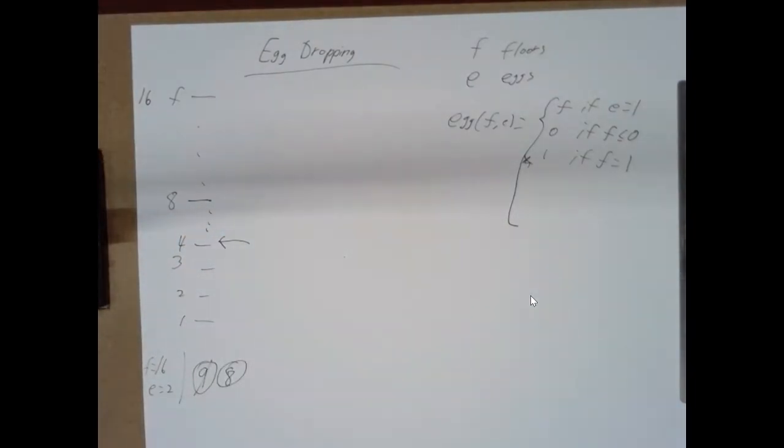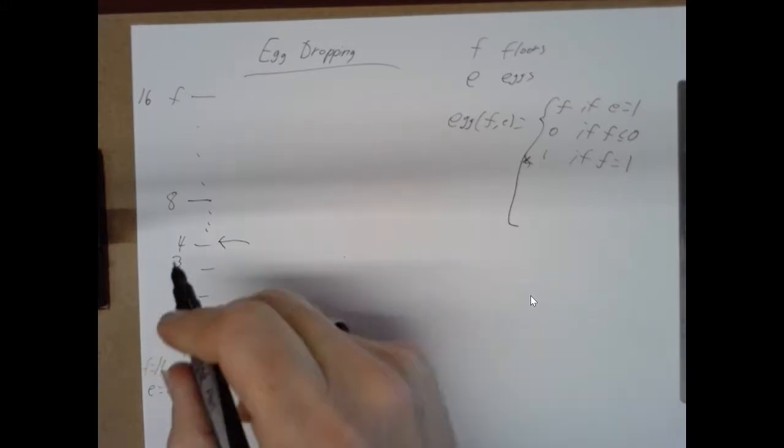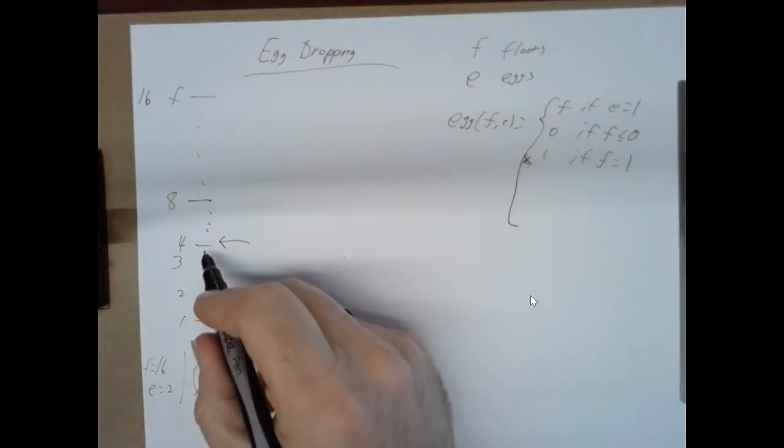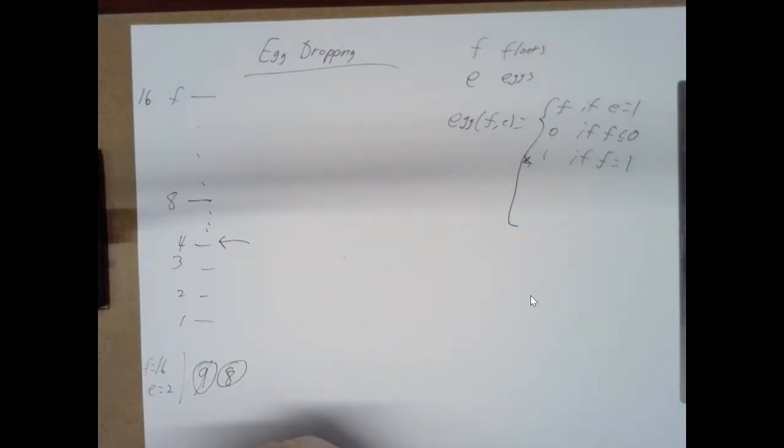So start at 4. So that would do a better average case. But I think wouldn't that be a worst case? So what's the worst case here? If it breaks at 4, we're down to 1 egg, and we have to do 1, 2, 3 experiments. Yeah, it's the same as with 8. If it breaks at 16, then you just do... but if it breaks at 8, now you have to go all the way back up. Oh, no, you have a good point. Yeah. So it would be way less.